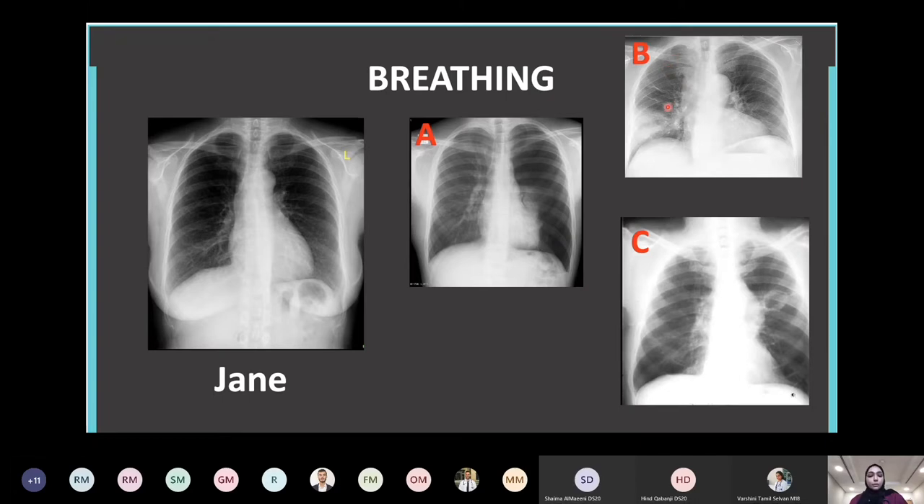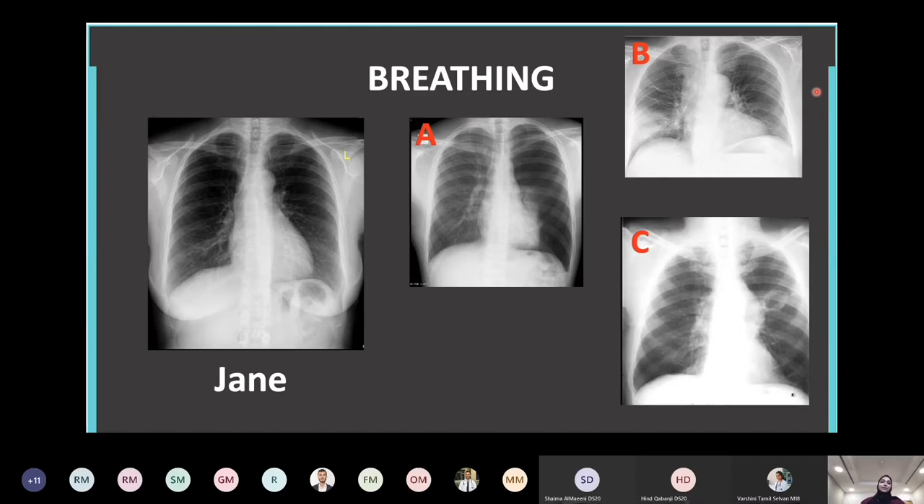B, absolutely, Sara, this is consolidation. Where do you think we could find consolidation? In pneumonia? Absolutely, in pneumonia, good. So where is the pneumonia? Is this generalized pneumonia? Is this lobar pneumonia? What kind of pneumonia is this? Lobar, perfect. So what lobe? Right lobar pneumonia.